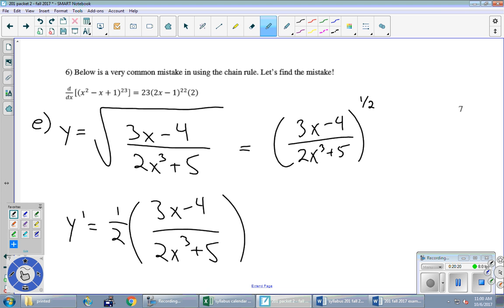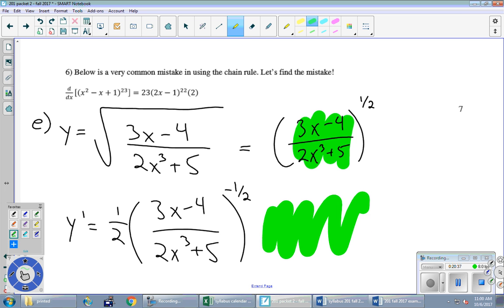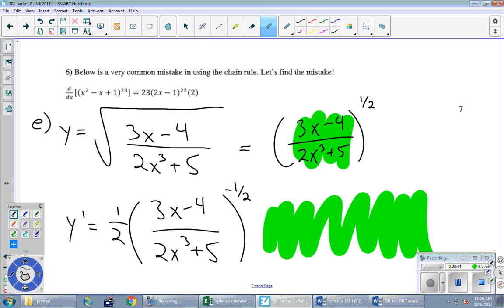Yeah, that's right. So what's the new power? -1/2, right? Subtract 1 from the power. And then times the derivative of the stuff. I will highlight in green. There is the stuff. There is where its derivative goes. Notice there's a lot of green, because what derivative rule do we need to apply here? That is a quotient rule, right?